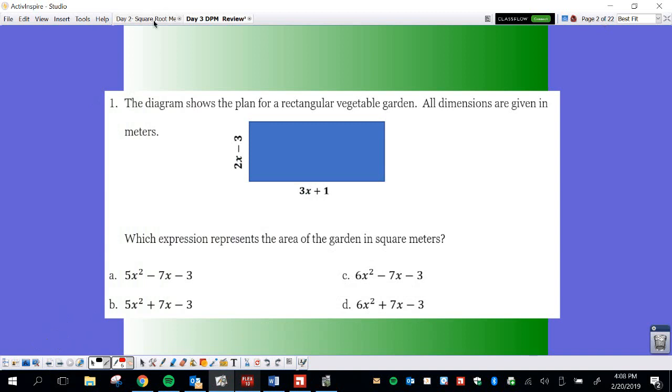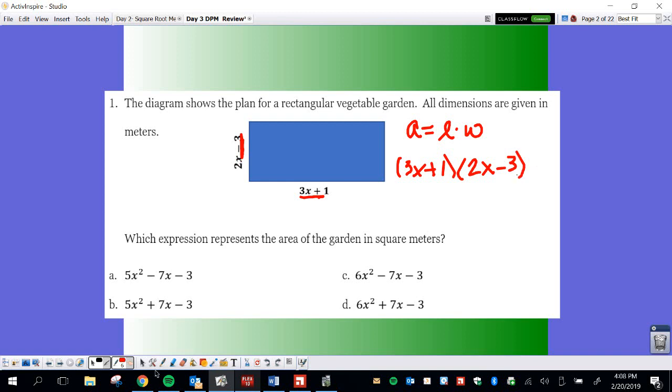Okay, for number 1, it says the diagram shows the plan for a rectangular vegetable garden. All dimensions are given in meters. And it wants to know which expression represents the area of the garden in square meters. So we have to recall that area equals length times width. So now we know that we're going to multiply our two dimensions together that they've given us here. So it would be 3x plus 1 times 2x minus 3.